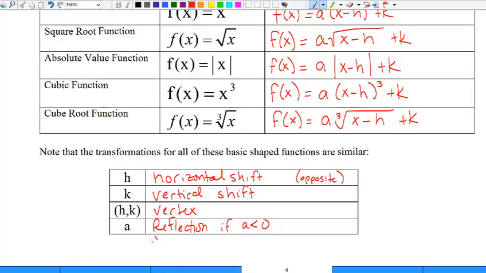It's also a compression if a is between 0 and 1, like a half, or it's a stretch if a is greater than 1, for example, 2. Okay, so the a does several different things here.